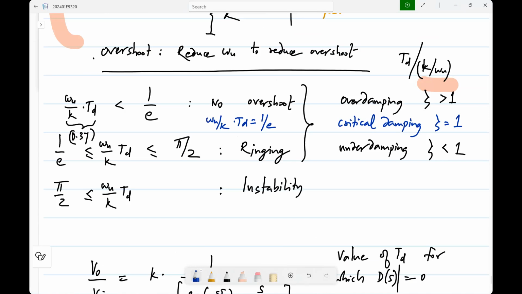What's special about it? Exactly. It's the fastest response you can get without overshooting. And that's true for zeta equal to 1. That's also true for omega u by k times Td equals 1 by e. So as you go from over damping, as you reduce the damping factor, your response becomes faster. Of course, at some point it even starts overshooting, but this is the fastest you get without overshooting.